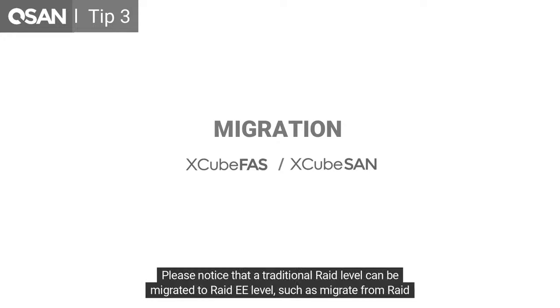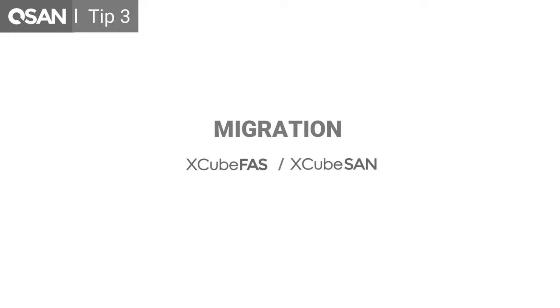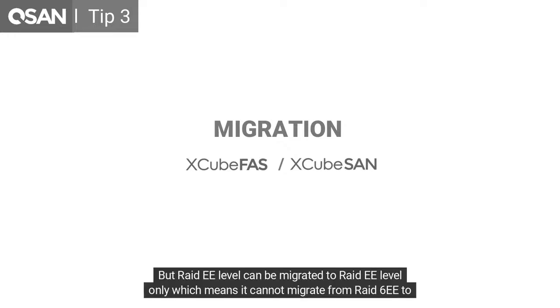Please notice that a traditional RAID level can be migrated to a RAID E level, such as migrating from RAID 5 to RAID 6E. But a RAID E level can be migrated to a RAID E level only, which means it cannot migrate from RAID 6E to RAID 6.